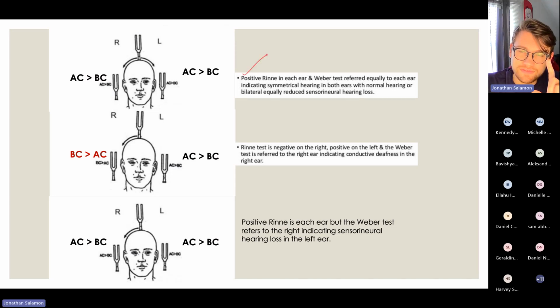Positive is good. Positive means that everything is as it's supposed to be. Negative means that there is hearing loss.